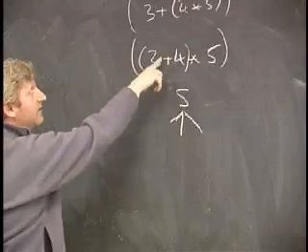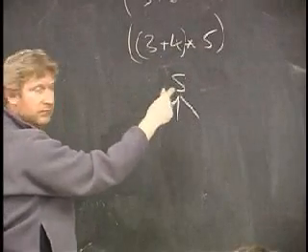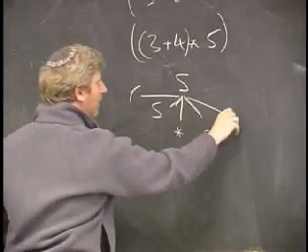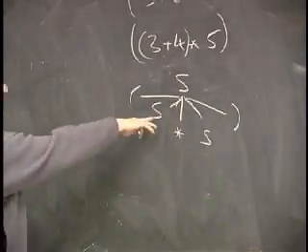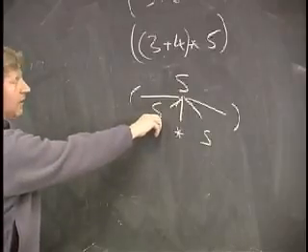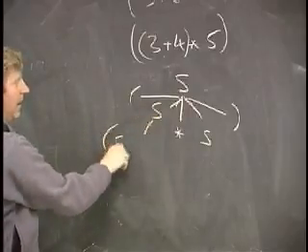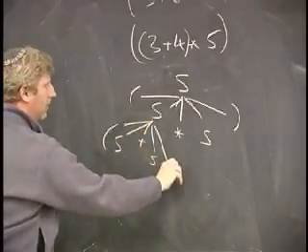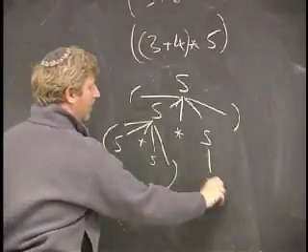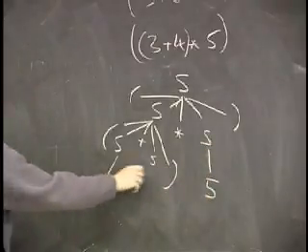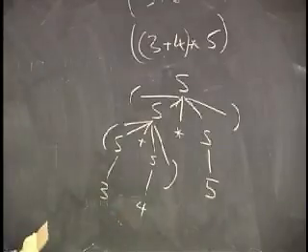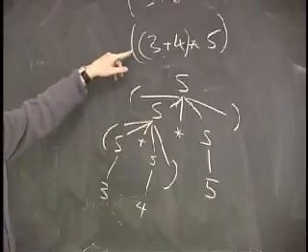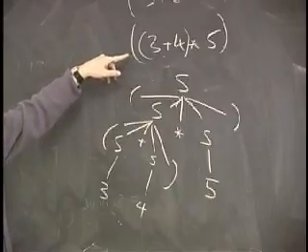S times S, because that's the outer one, right? So S times S, but wait, there's more. There's open paren, close paren. Now what about this S? It becomes open paren, S plus S, close paren. And this becomes 3, and this becomes 4. So this is the parse tree for this one. There is no other parse tree for this one. There's no other way we can do it.